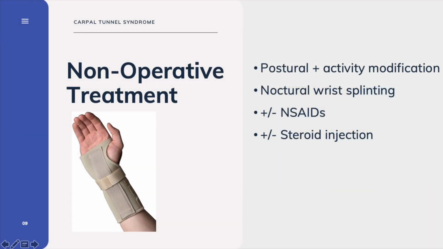Many non-surgical options initially exist for patients with carpal tunnel syndrome. Postural and activity modification, nocturnal wrist splinting in a neutral position are often first-line conservative options. NSAIDs can be helpful to manage the pain associated with carpal tunnel, however, provide no benefit in preventing progression of the disease. Finally, steroid injections can be considered as an option for mild symptoms if other treatments are unsuccessful.